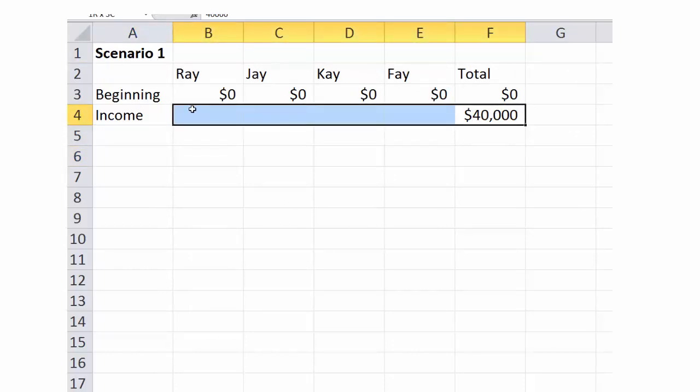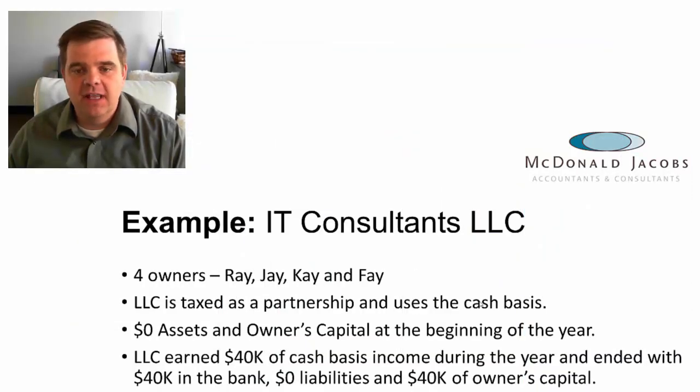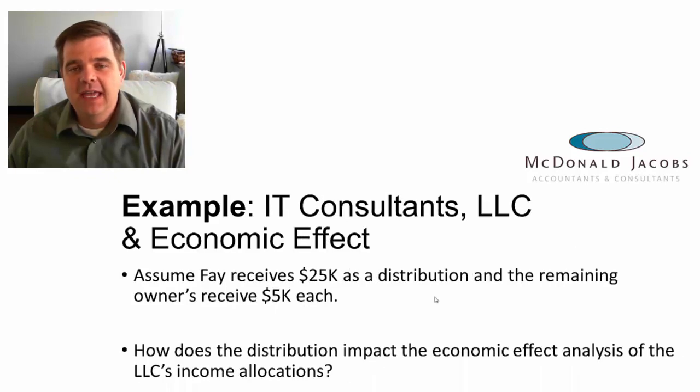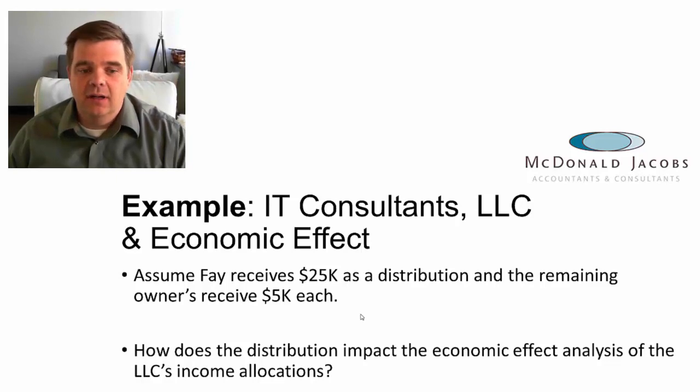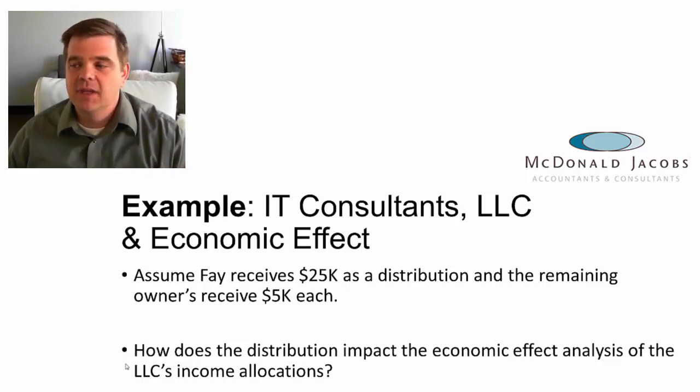We're going to look at a couple of options here in terms of allocation. Okay, so back over here to our slide deck. Let's look at our next facts. So in this example, let's assume that Faye receives a $25,000 distribution and the remaining owners receive $5,000 each. How does that distribution impact the economic effect of the LLC's prior income allocations? That is, when you see those distributions, what does that tell you about the economic effect of their prior income allocations? So let me model what we're saying here with the distributions and see how this looks.